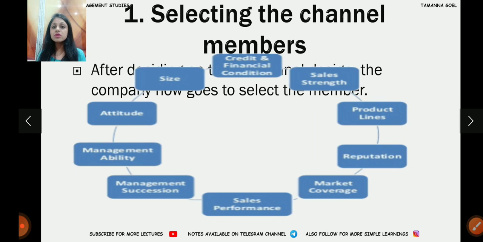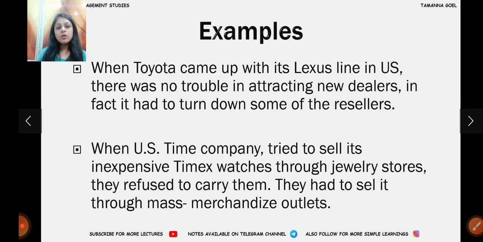So this is the first step in the channel management decisions, that you have to select the channel members. For example, when Toyota came with the Lexus line in the US, they had no trouble in selecting the people, because so many people wanted to sell that product that they had to turn down some of the sellers, saying we cannot sell through you. So this is one example.